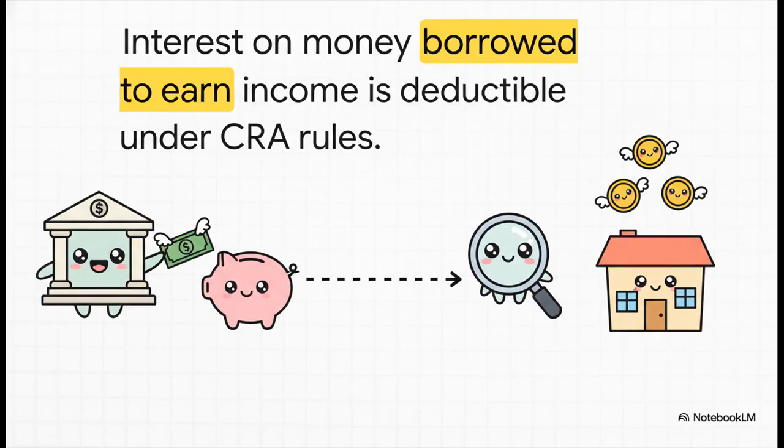This is the rule that makes everything possible. It's a foundational principle of our tax system. If you can clearly prove, and I mean trace the money directly, that you borrowed funds to earn income, the interest on those funds is a legitimate deduction. Cash damming is all about creating that clean, undeniable paper trail.